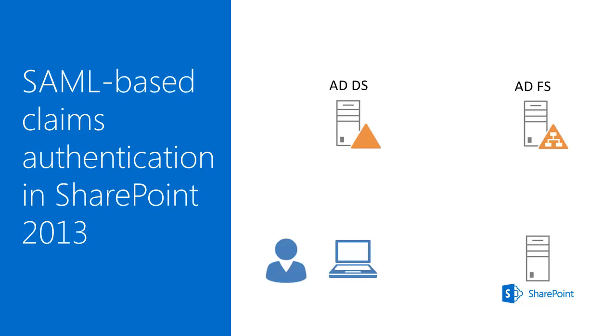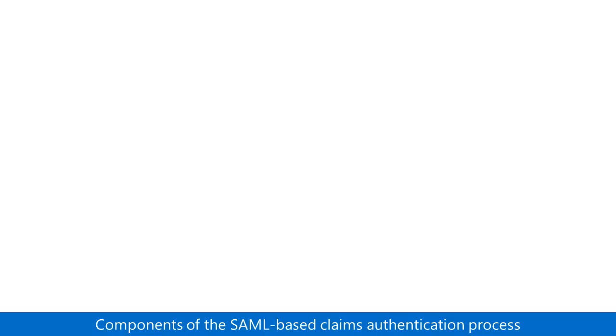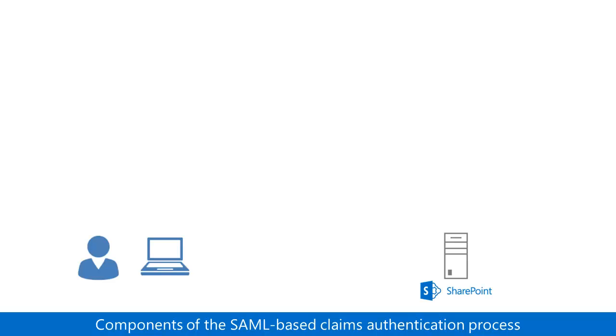Let's step through a simplified security assertion markup language, or SAML-based claims authentication process for SharePoint 2013. SAML-based claims authentication is an interaction between a client computer, a SharePoint server, an identity federation server, such as Active Directory Federation Services or ADFS, and an identity provider, which contains the actual account's passwords and account attributes, such as Active Directory Domain Services or ADDS.